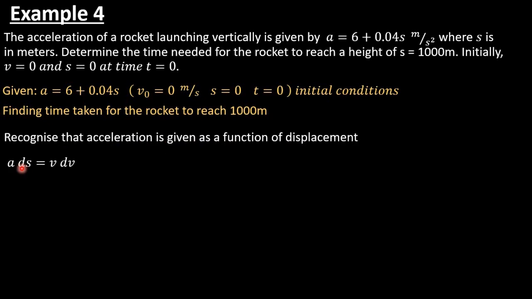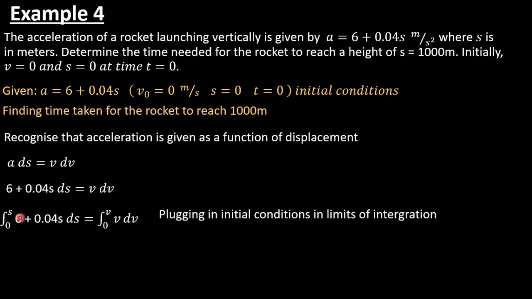So I use this equation here, a ds equals v dv, and then substitute a into there. I know a was 6 plus 0.04s. Substitute that into there. Evaluate all the limits. I'm integrating this. s0 was 0 because it started off at 0 meters, v0 is 0. Then integrate this to get 6s plus 0.04s squared over 2. That's how we got 0.02 there, because I divided by 2. And this becomes v squared over 2.